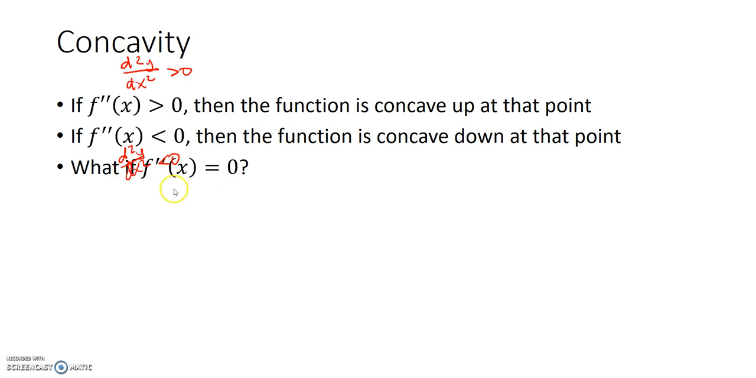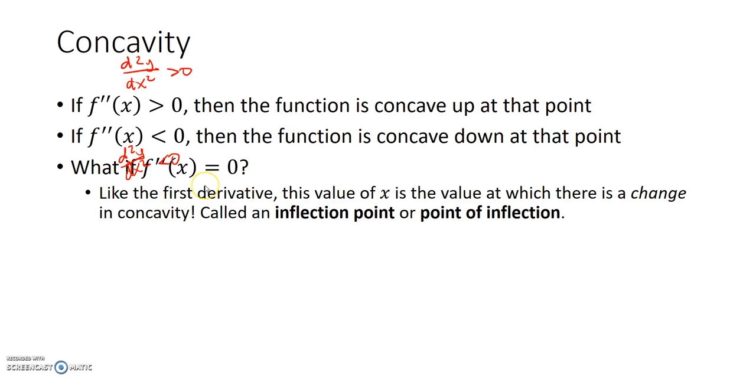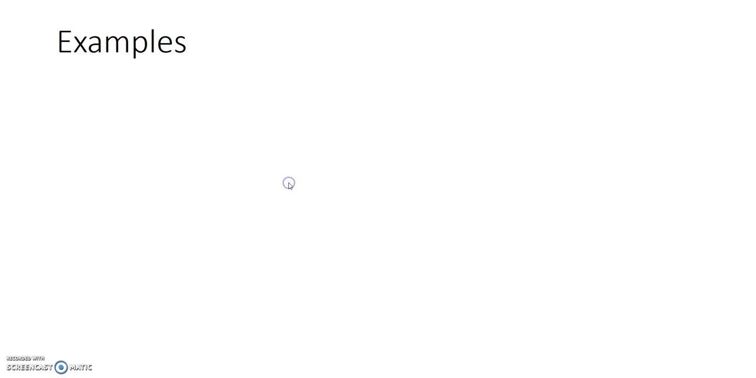But what if the second derivative is 0? Because that is the only value that's missing in these first two bullet points. We have bigger than 0, less than 0, but what if it is equal to 0? Like the first derivative, whenever we have a change in signs of the first derivative, this value of x is the value at which there is a change in concavity. It's called an inflection point or point of inflection.